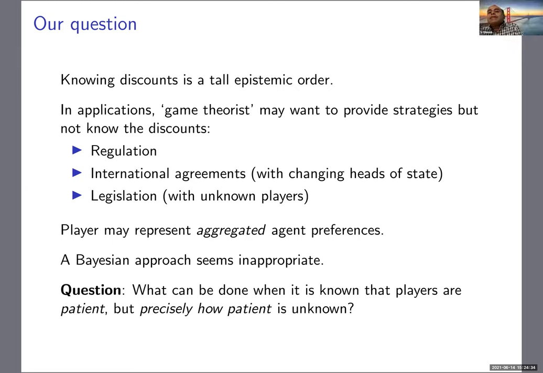So knowing discount factors is a tall epistemic order. In many applications, the game theorist might want to provide strategies that don't rely on the exact discount factor. Imagine you're doing a regulation problem. The regulator doesn't know which exact firms it is going to face, but knows the firms are patient enough that, given the market interest rate, one divided by one plus R is at least 0.9 or 0.87. So we know this is a minimum discount factor, but we don't know if it's 0.87 or 0.91 or 0.95. So we want something that is robust in this sense.